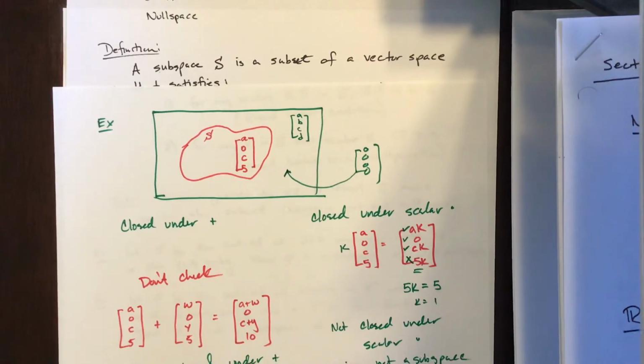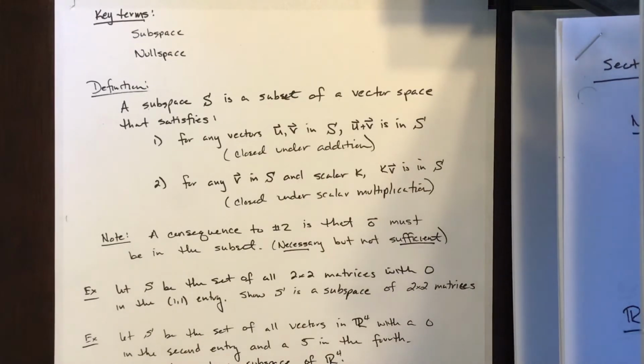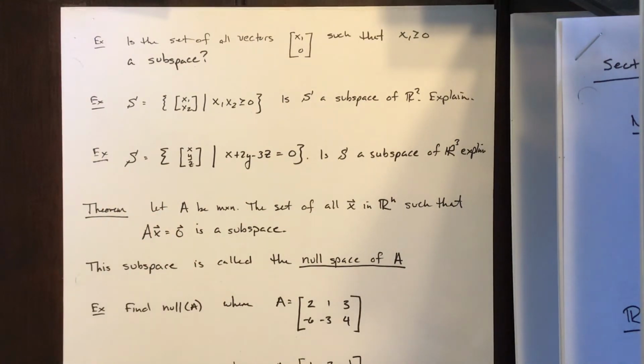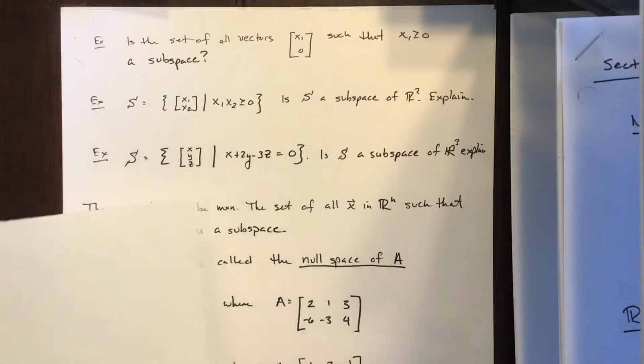Very good. So hopefully you're following along with this. We have a couple more examples that are a little less straightforward, but certainly doable. If I can find my notes. There we go. Now I'm not saying whether it is or it isn't. I'm asking the question, is this set of vectors x1, 0, such that x1 is greater than or equal to 0, a subspace? Okay, so now we need to answer that question.